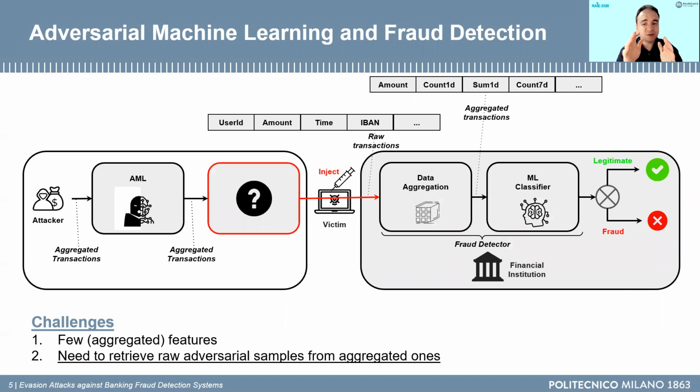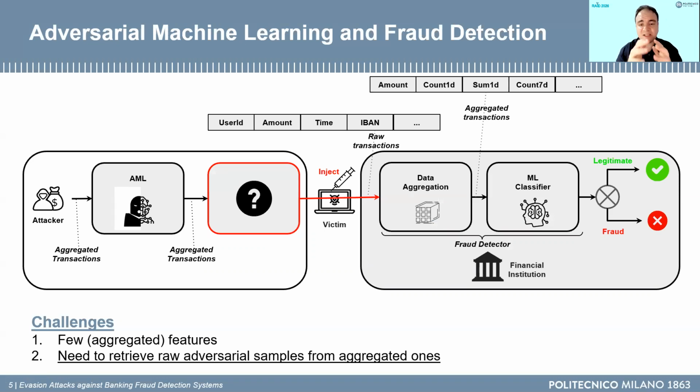To the best of our knowledge, we are the first to study the application of adversarial machine learning techniques to the banking fraud detection context, which, unlike other domains, such as image classification, is characterized by samples with few features, with few aggregate features. This characteristic represents the first challenge in applying adversarial machine learning to the fraud detection context.